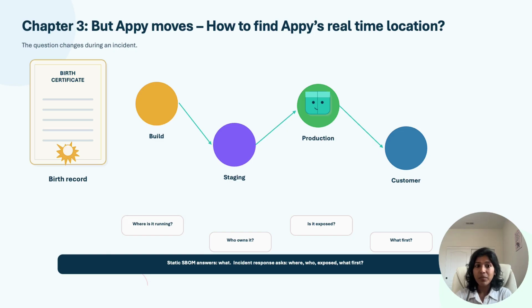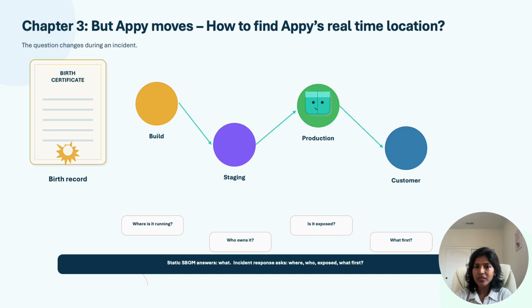The next chapter explains the real problem. Appy does not stay where it was born. It moves. It moves through build, staging, production, and customer environments, even clusters and pods in modern cloud infrastructure. But the static record stays still. Software keeps moving. How do we keep track of this?